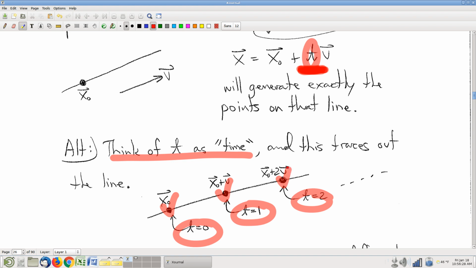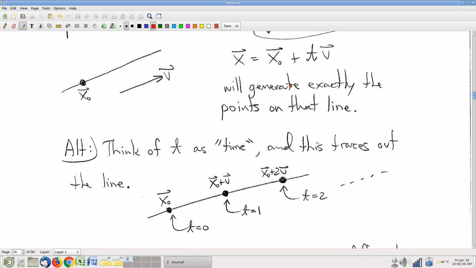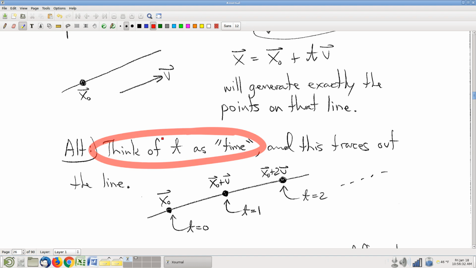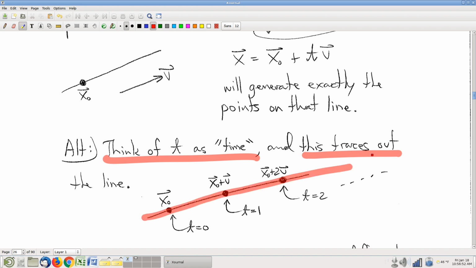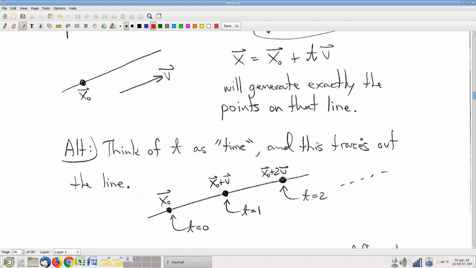So as time passes, thinking of t as time passes, you are just moving along the line. Right? So this perspective on how to interpret t gives you this interpretation of how the parameterization generates the line. It generates it by literally tracing it out. So this is a very handy little geometric perspective, metaphor, if you like, whatever.